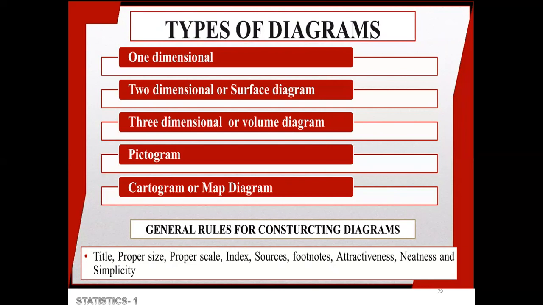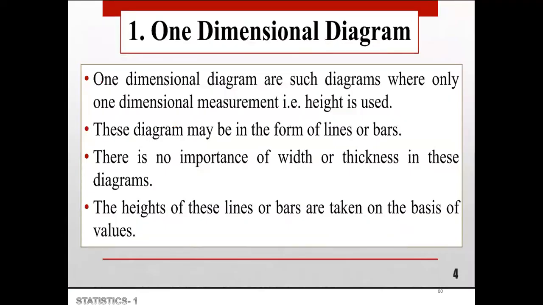We have one-dimensional, two-dimensional or surface diagram, three-dimensional or volume diagram, pictogram, and the fifth one is cartogram or map diagram. Coming to the one-dimensional diagram, these are the diagrams where one-dimensional measurement is taken. For example, the height of an individual or the weight of an individual, or you are selecting the heights of 10 students in a particular class. When you're selecting 10 students based upon the height, in such cases we're going to use one dimension. When you're using one factor or one measurement, it is called a one-dimensional diagram.